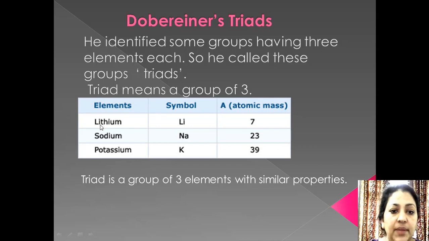See here, I have taken one triad: lithium, sodium and potassium. Symbol Li, Na and K. So their atomic masses are also given here. Lithium has atomic mass 7, sodium 23 and potassium 39. Triad means a group of 3 elements with similar properties. See here, lithium, sodium and potassium are similar in their properties.